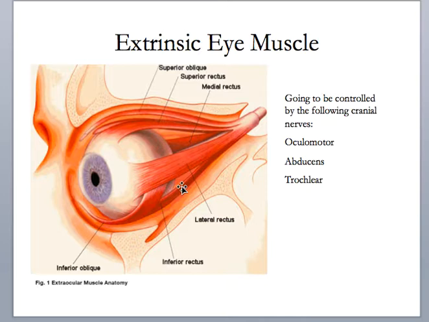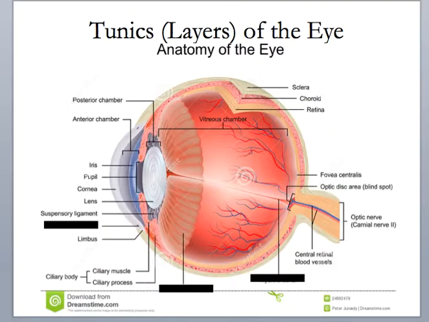Now, for extra credit on the exam, for our purposes, you just need to be able to tell me that these are extrinsic eye muscles, but if you want bonus, you should be able to identify the specific extrinsic eye muscles. So inferior oblique, because it comes off at an angle, or inferior rectus, because it's a straight muscle, lateral rectus, because it's on the lateral side, superior oblique, superior rectus, and medial rectus, okay? So if you can identify the specific extrinsic eye muscles, you'll get bonus.